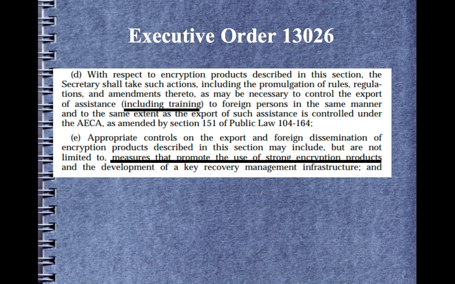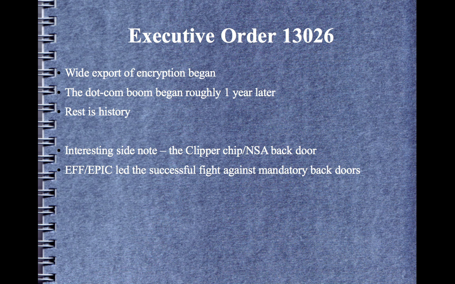The overall effect of 13026 was that there was now a legal pathway by which U.S. companies could pay the U.S. government for licenses to export encryption technology. The dot-com boom began roughly 1 year later, and the rest is history.